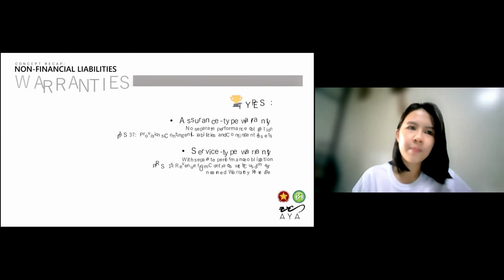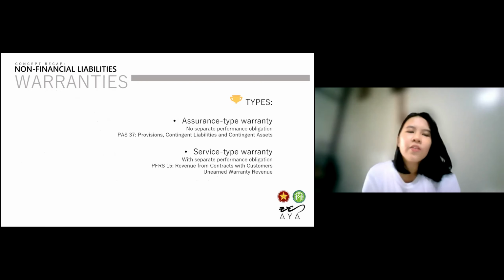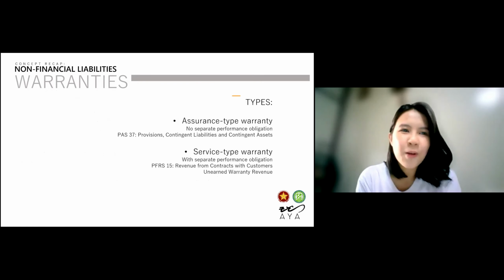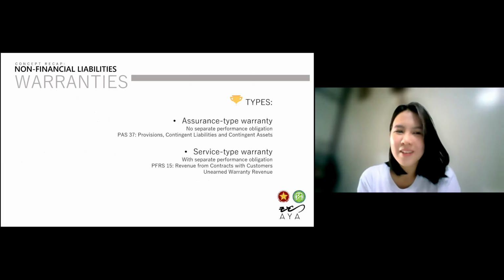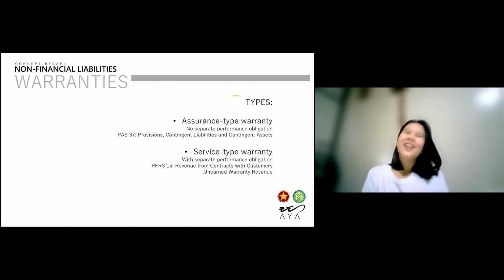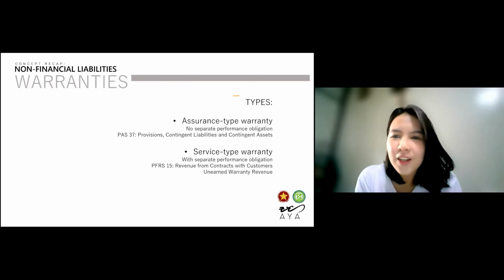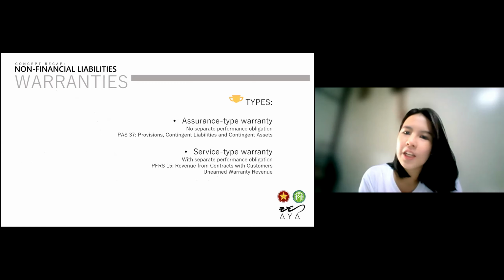Next up, warranty. Nag-focus na ako sa mga questions or topics na medyo sketchy sa inyo. So, bear with me if this is too summarized or too compressed. But for warranties, there are two types. First is the assurance type warranty, and second is the service type warranty.